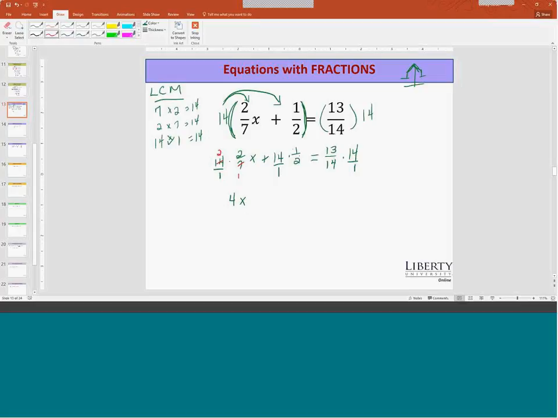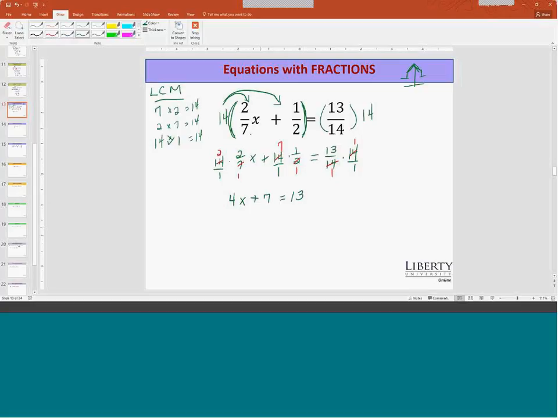Same with 14 over 1 times 1/2. The 2 cancels, and that becomes 7. 7 times 1 over 1 times 1, or plus 7. And then 13/14 times 14 over 1. These cancel out. So I'm left just with 13 times 1 over 1 times 1, or 13.